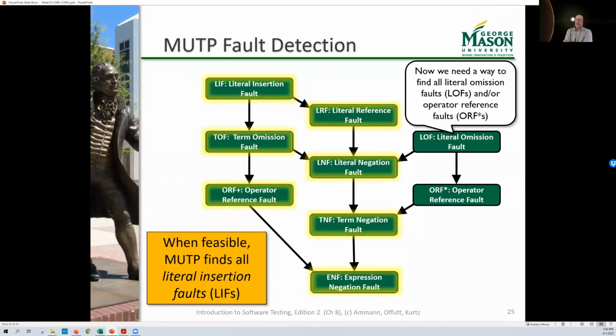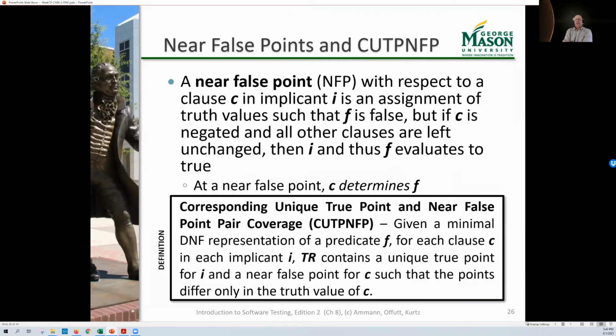So let's look at how we might find literal omission faults. And that takes us to near false points. So a near false point, or an NFP, with respect to some clause, some literal in an implicant, is an assignment of truth values such that the predicate itself is false. But if we change the particular clause or literal that we're looking at and leave everything else unchanged, then the implicant and thus the predicate changes to true. So at a near false point, that literal C determines the predicate.